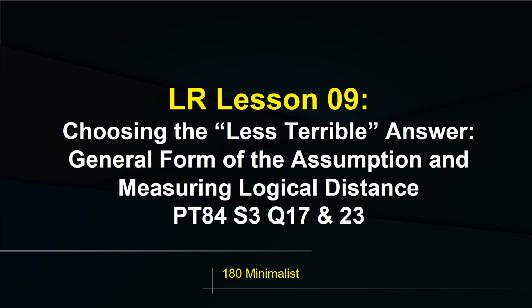Today's subject is choosing the less terrible answer. Specifically, I'll be talking about two things that I do using the general form of the assumption, which actually was featured in the previous lesson in the series, as well as something that I kind of do in passing, but I don't really make a huge deal out of it. But I do specifically use another tool, which I'll just refer to as measuring logical distance. And we'll be working out of PT84's second LR section. So for me, I believe that is PT84 section 3, questions 17 and 23.